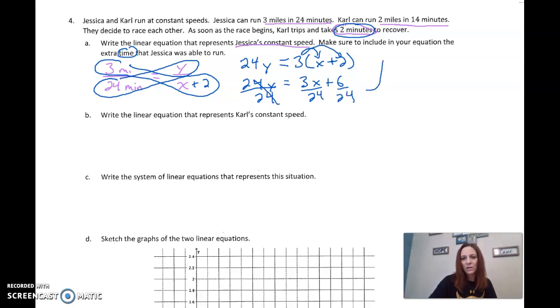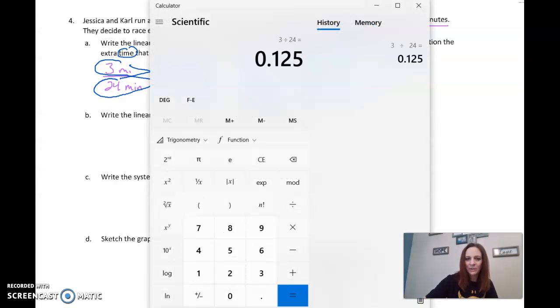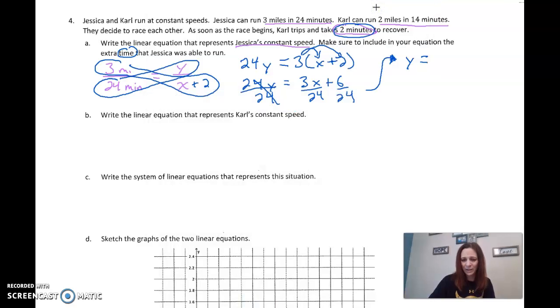24 divided by 24 is 1y, that's what I wanted, equals 3 divided by 24. If I were to put 3 divided by 24 in a calculator, I could do 0.125. And you can use that, except we're going to graph this, and it's easier to graph when it's in fraction form. So I'm going to hold off putting it into a decimal for right now. We're not super concerned with the form that it's in, but we need to be able to graph things. So I'm going back and forth between decimals and fractions.